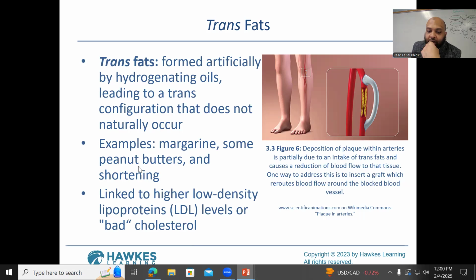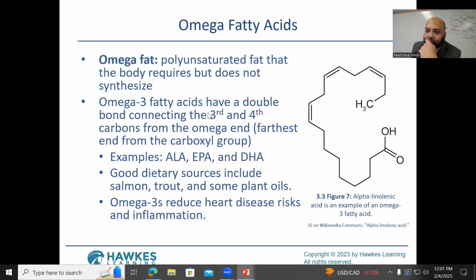So margarine and some peanut butters and shortening are linked to higher low density lipoprotein levels, or bad cholesterol. These are the trans fats. So the deposition of plaque within the arteries is partially due to an intake of trans fats and causes a reduction of blood flow to that tissue. So one way to address this is to insert a graft which reroutes blood flow around the blood vessel.